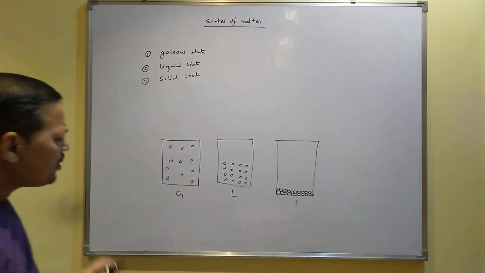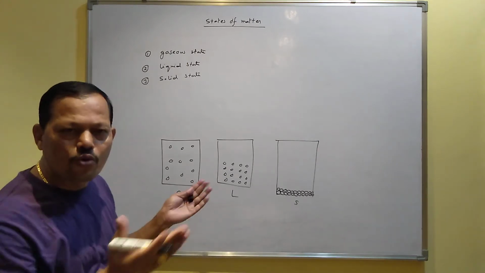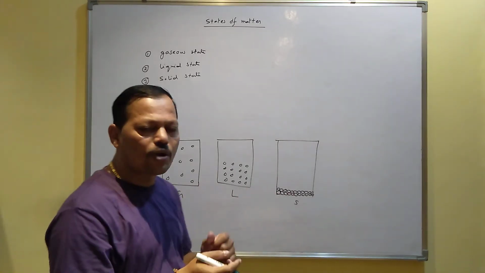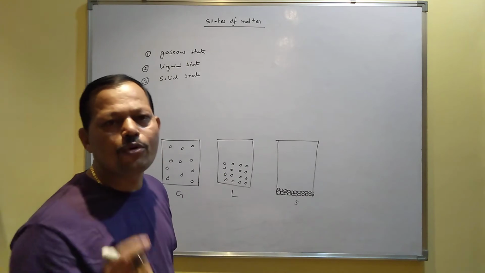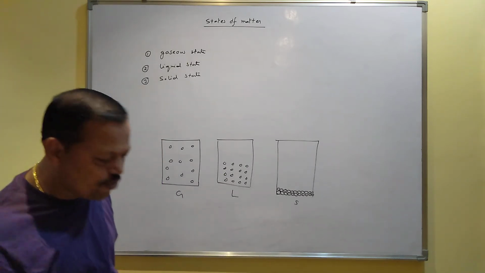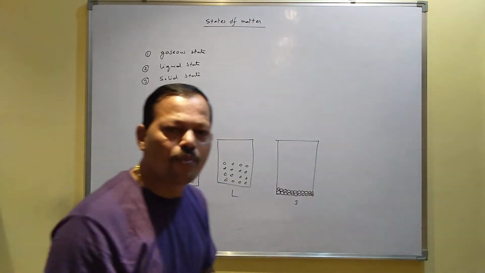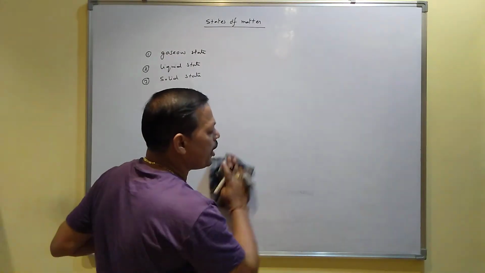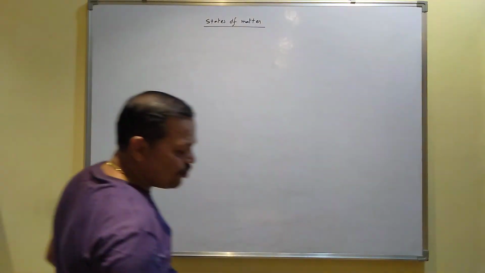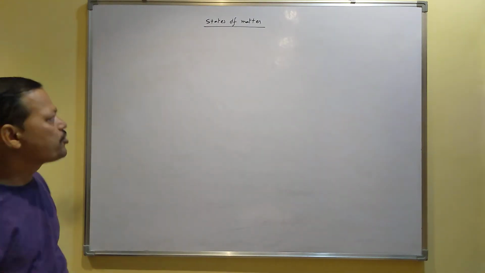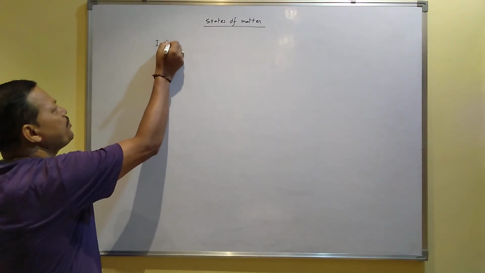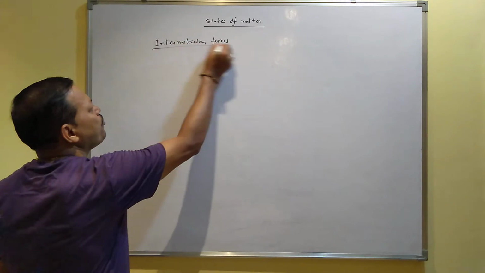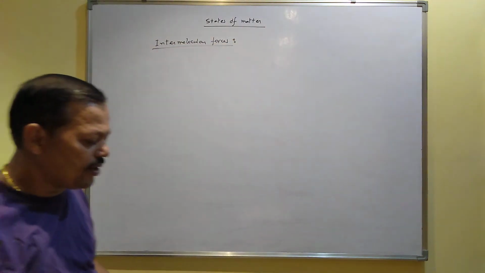Now, as I have told, in case of gas, there is no force of attraction between the molecules. In case of liquid, they have little force of attraction. In case of solid, they have more force of attraction. So what about this force of attraction, which are called intermolecular forces? I mean the force between the molecules. What are the names of these intermolecular forces? First time you should know about that. So first we will do the intermolecular forces. I mean what type of force exists in between the molecules?